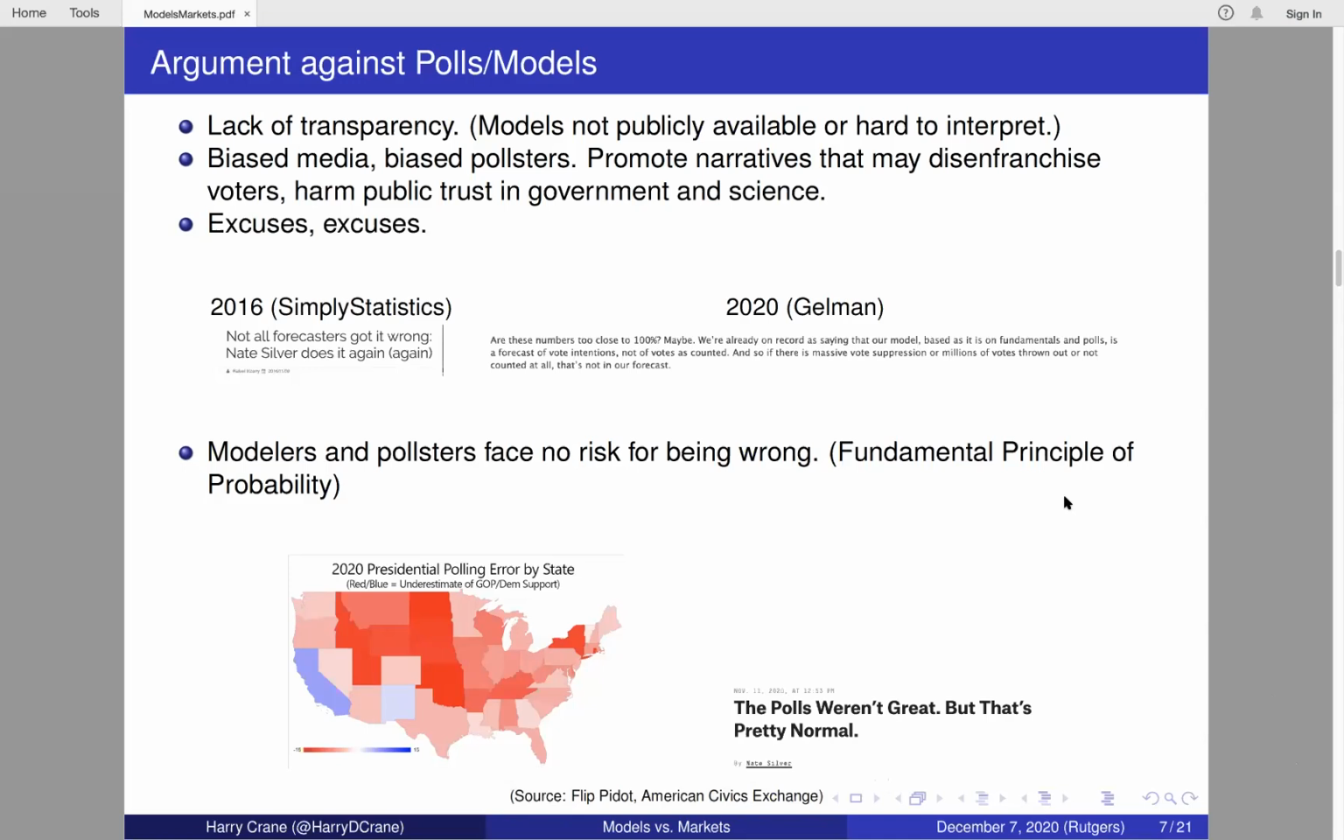So those are the arguments in favor of both, and there are arguments against both as well. Arguments against the pollsters and the modelers: there's a bit of a lack of transparency, even though, at least in principle, they try to be as transparent as possible. But 538 is a private business, and they wouldn't have an incentive to tell everybody exactly what they're doing, or they wouldn't have much of a business left. They publish as much of their data as they could, but they don't publish their exact model.